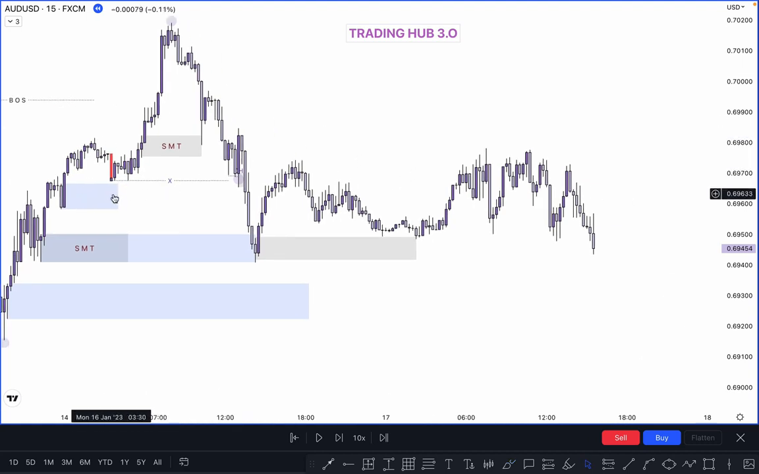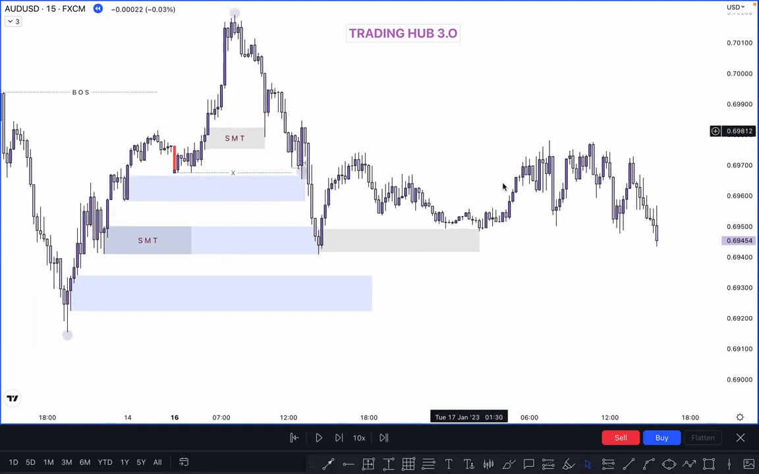Okay, so let's see what happened next after this one. The market is looking for the upside, but a lot of people were introduced here for a buy as SMC traders. So let's see what happened next here.